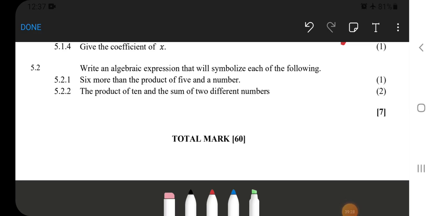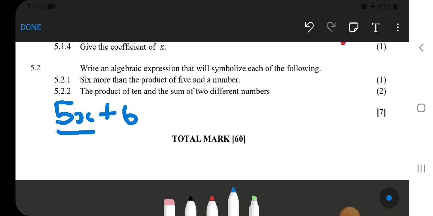5.2 says write an algebraic expression that will symbolize each of the following: 6 more than the product of 5 and a number. So 5x plus 6. The product of 5 and a number is 5x. Okay, so 6 more than the product of 5 and a number. So that is 5x plus 6, that is 5.2.1.